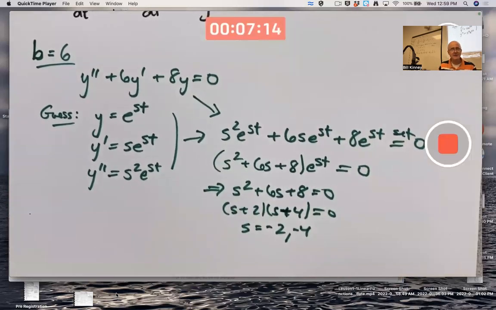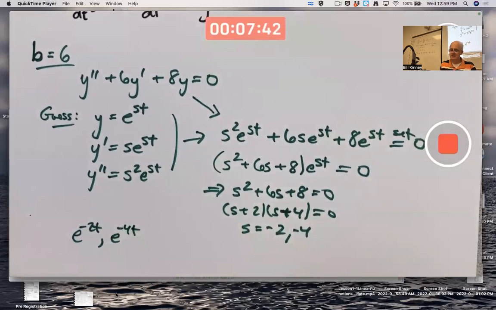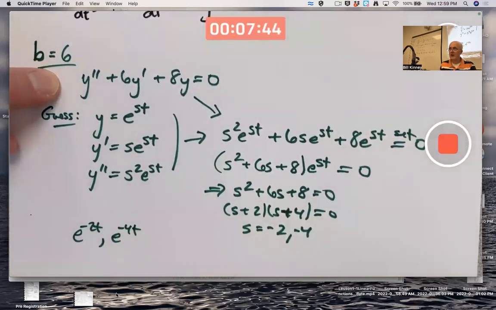Are those eigenvalues? You could call them eigenvalues. They do end up being the eigenvalues of the corresponding matrix when you convert to a system. And we could call them lambda instead of s if we wanted to. People don't always call them eigenvalues, but effectively they are. So e to the -2t and e to the -4t are both solutions of this differential equation.